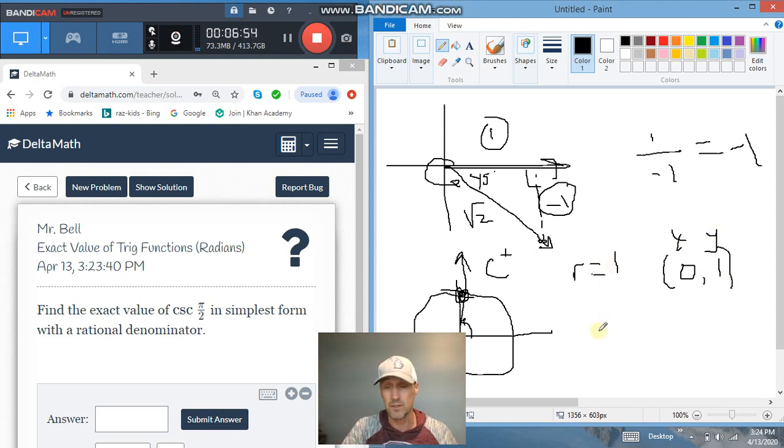Now we can just follow the definition, right? Sine is y over r, so this cosecant is going to be r over y by definition. So we're going to have 1 over my y value, which is 1. So the answer to this problem is going to be 1.